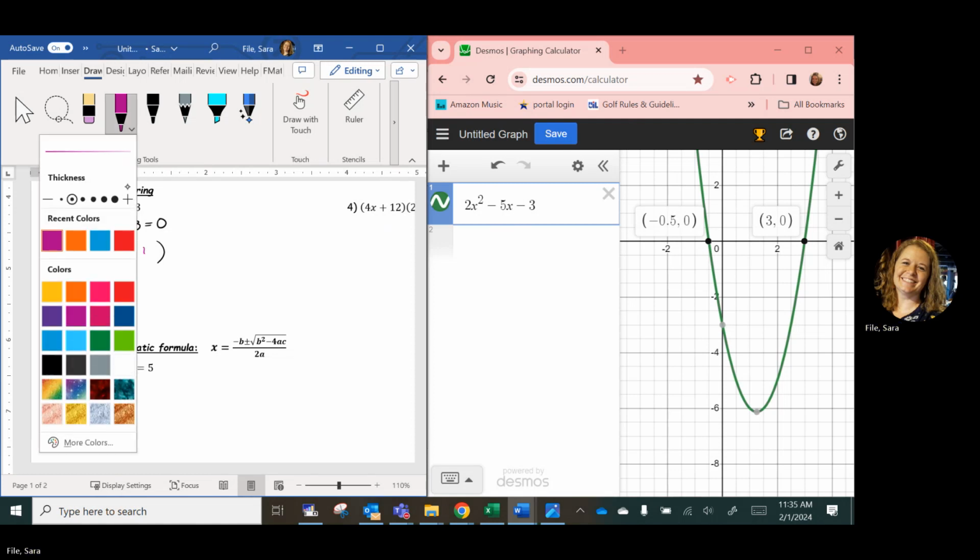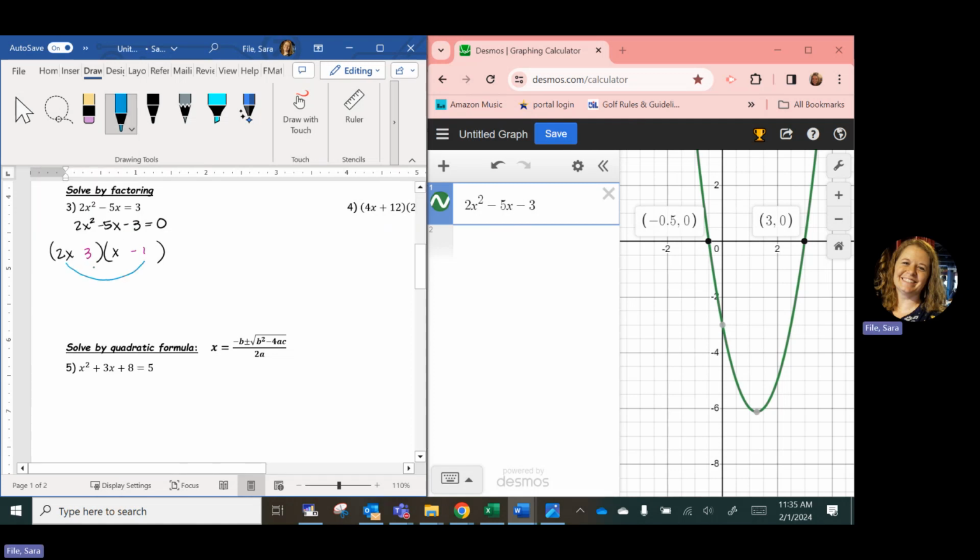Now to check, remember the outer get multiplied and the inner get multiplied and then added together to give us our middle term. So 2 and -1 would be -2. And then 3, -2 and 3 would not give us -5. So that did not check out. So what if I switched those? What if I said -3 and +1 here? So then when I check, 2 and -3 would be -6, and that would be +1. -6 and +1 does give me -5. So I've factored correctly using my guess and check method.